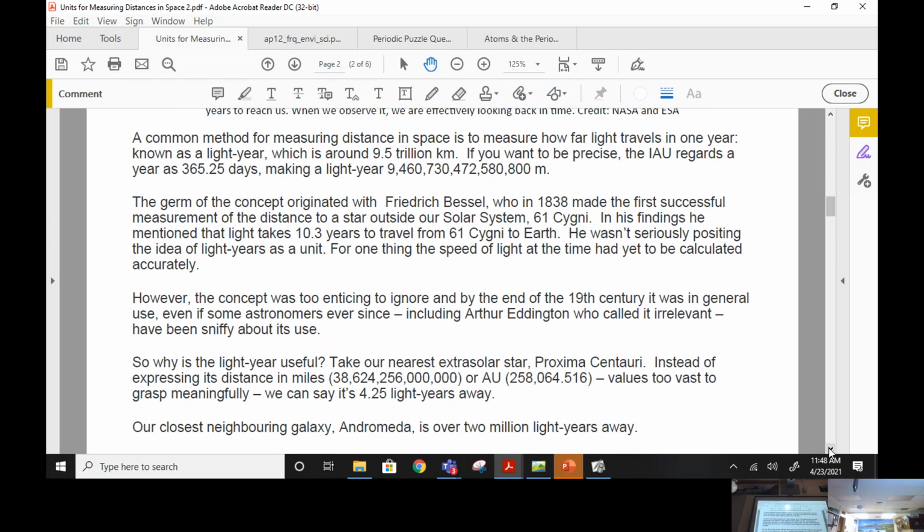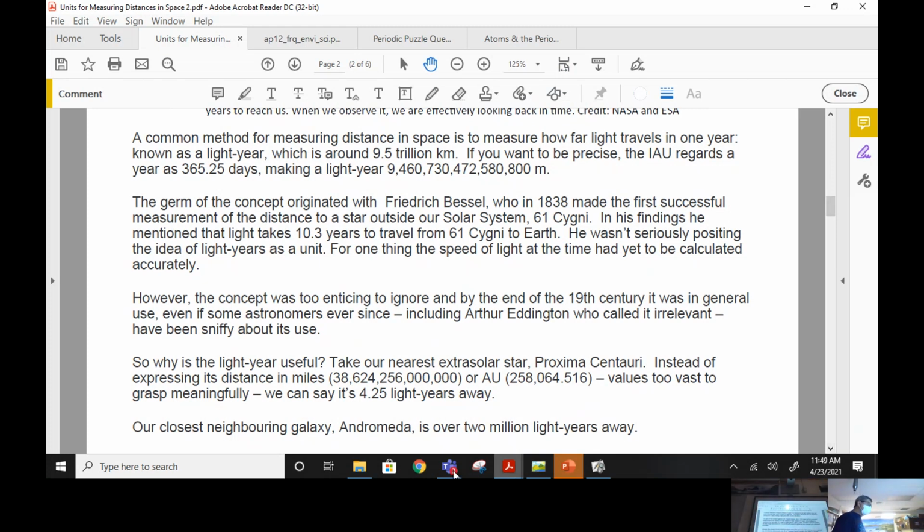Instead of expressing the distance to Proxima Centauri in miles, which would be 38, what? 38 trillion miles. Or we could say it in astronomical units, it would still be 250,000 of those. These values are too big to really grasp. Instead, we say it's 4.25 light years away. It takes 4.25 years for that light to reach us.